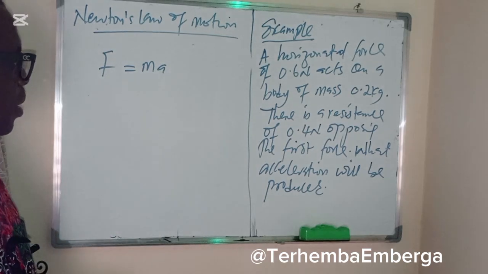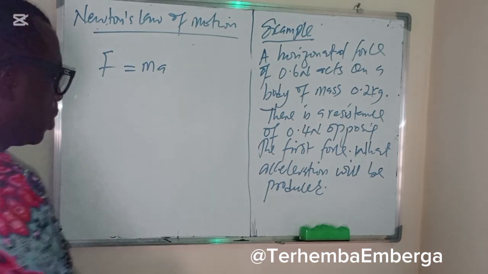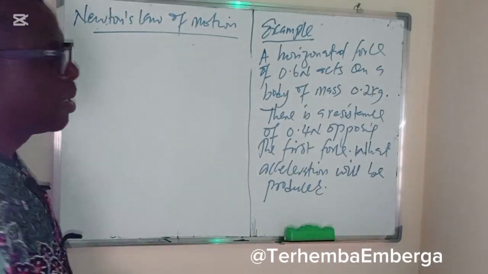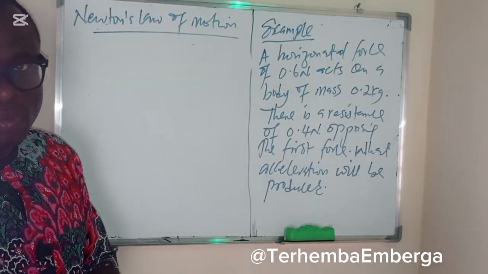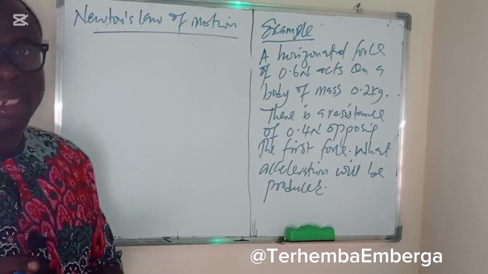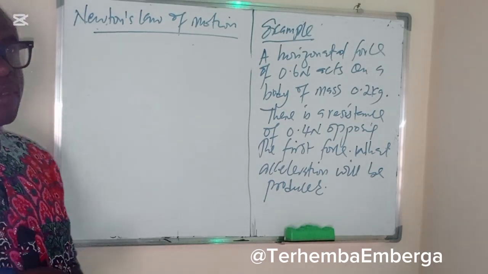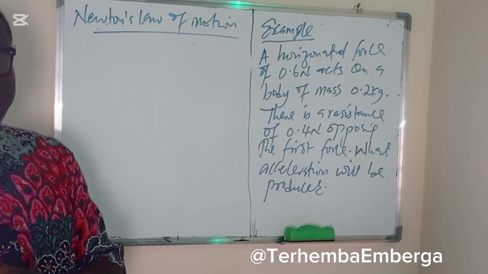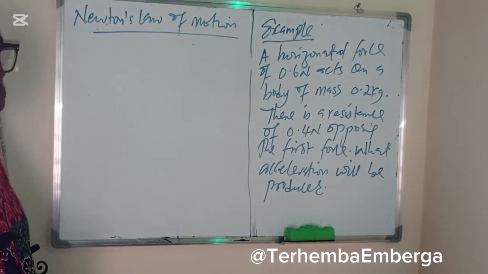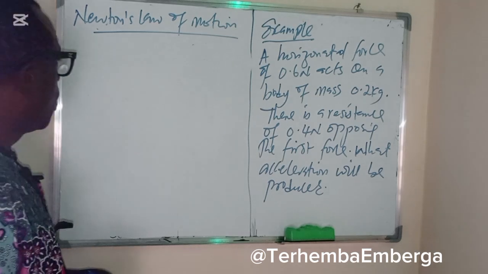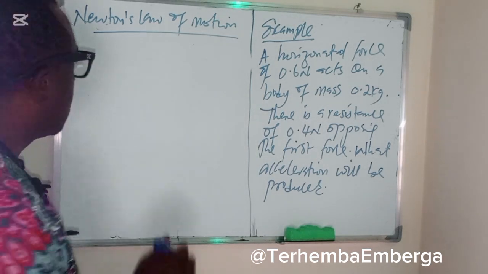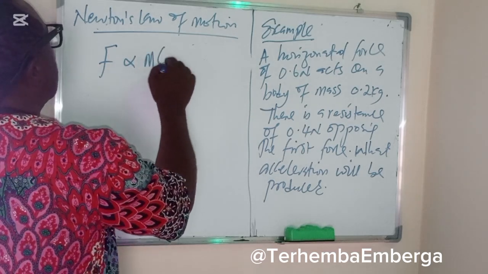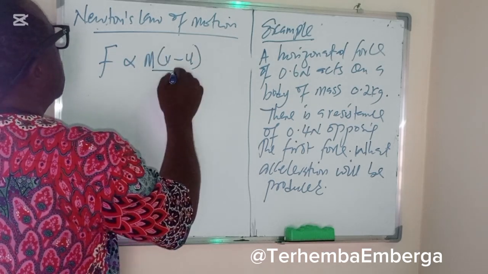It comes from Newton's second law of motion, which states that the rate of change of momentum is directly proportional to the applied force. And what is momentum? The product of mass and velocity. So we can state this law mathematically as F directly proportional to m(v minus u) all over t.